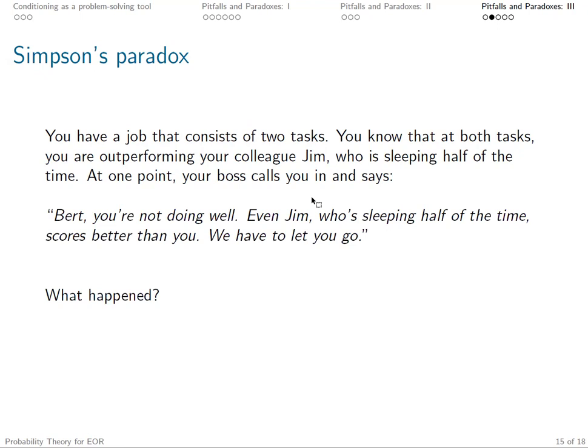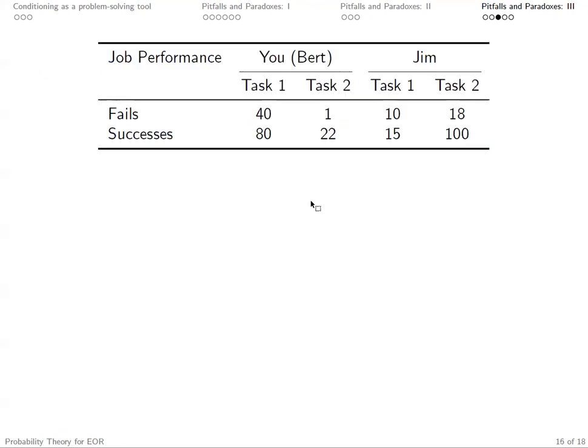We have to let you go. What happened? Now suppose this is the number we observe.